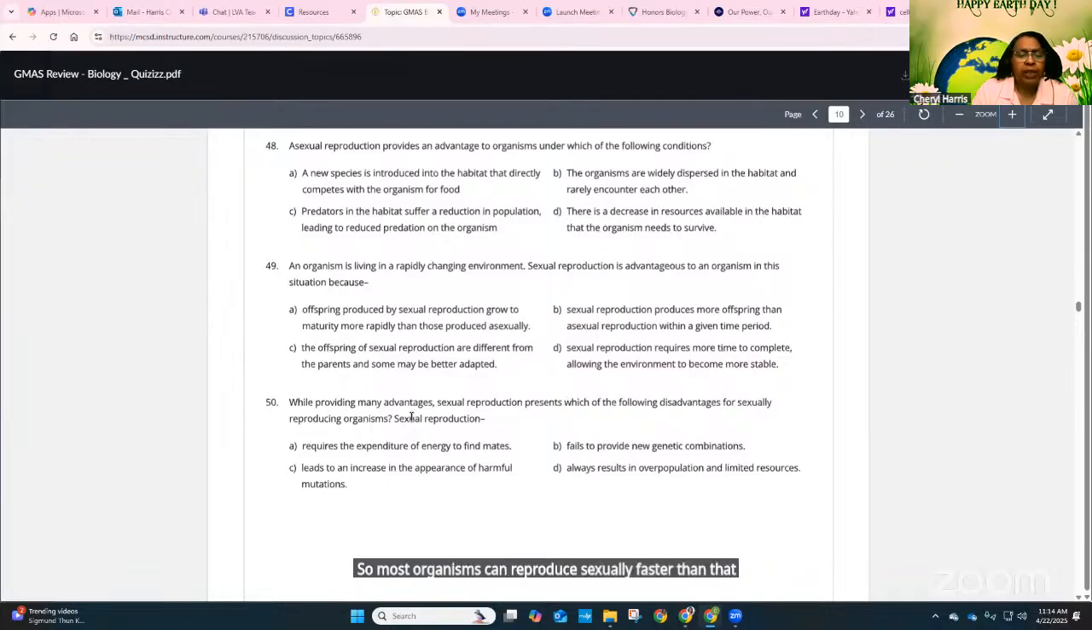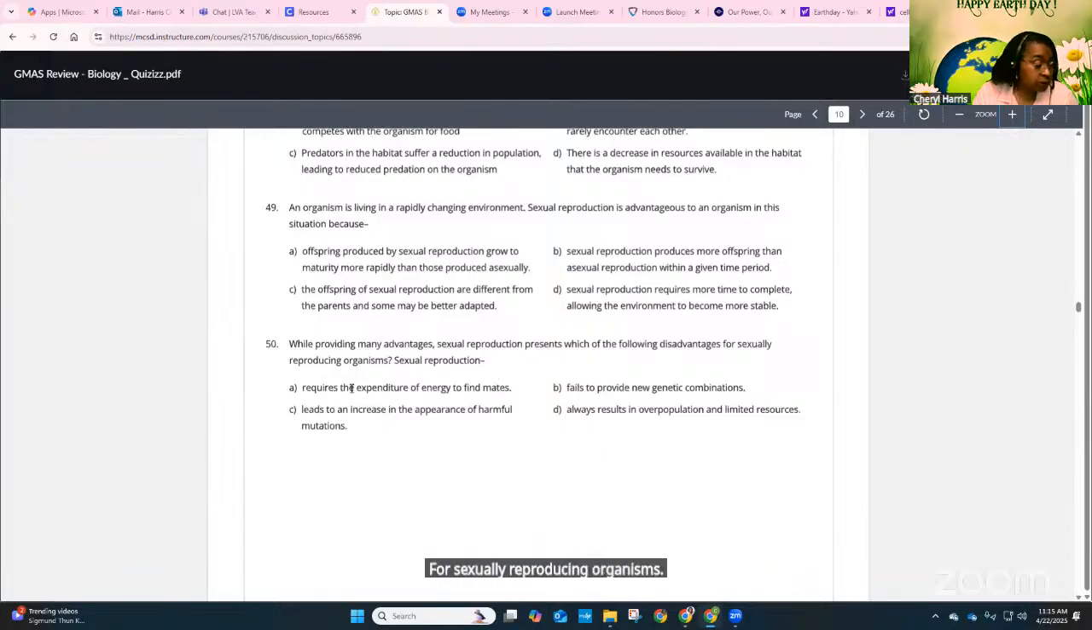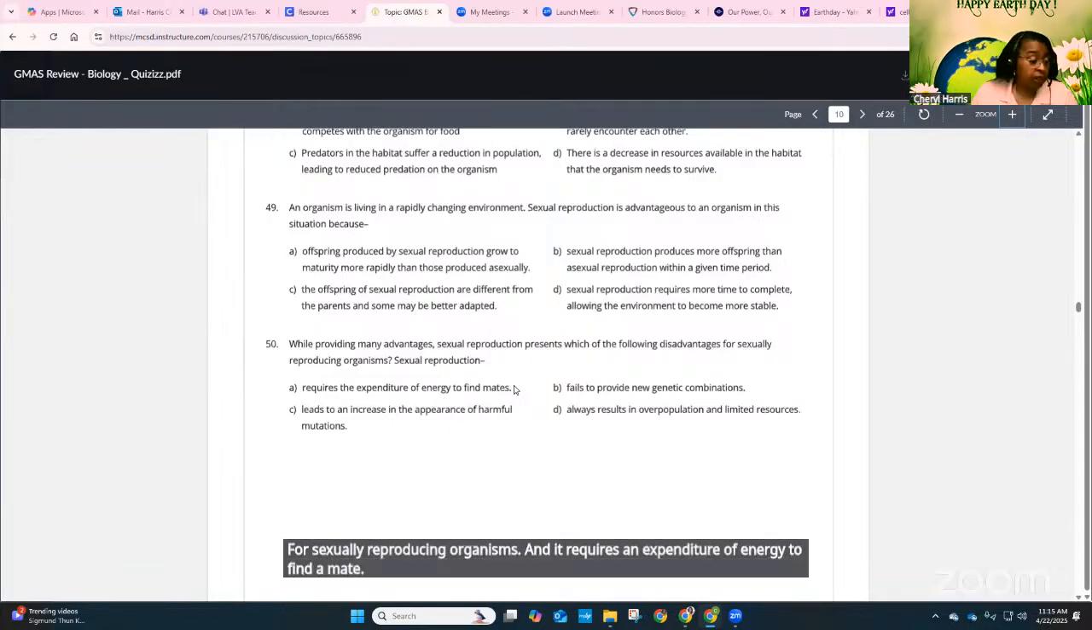While providing many advantages, sexual reproduction presents one of the following disadvantages for sexually reproducing organisms: it requires an expenditure of energy to find a mate, which is kind of the same thing the other question said.